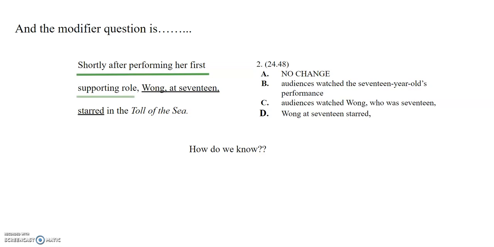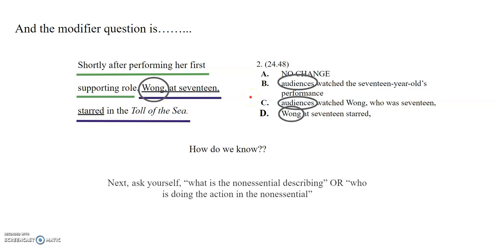Our modifier in this case is shortly after performing her first supporting role. So we ask ourselves the same thing. Who is performing her first supporting role? It's Wong. So that gets us down to choices A and D, because audiences are not performing their first supporting role. And the answer choice ultimately is going to be A, because we do not put commas before prepositional phrases as answer choice D does.